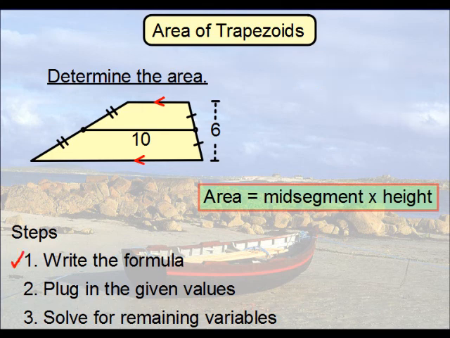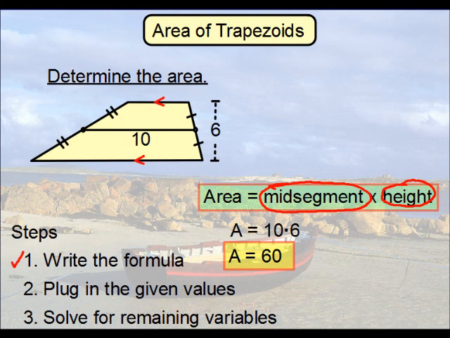So let's go ahead and plug in our values. This part's 10, and this part here is 6. That means your area is 60. And that's all there is to it.